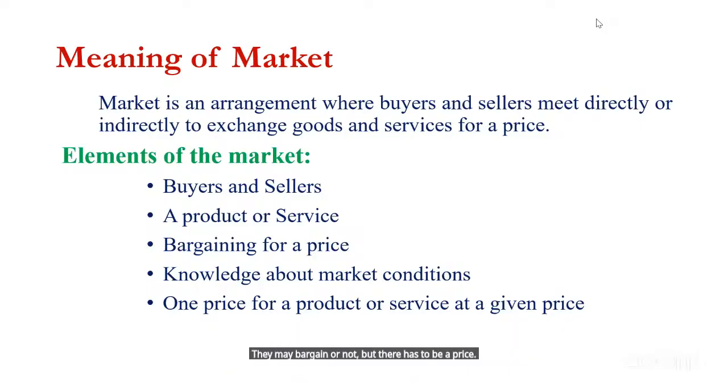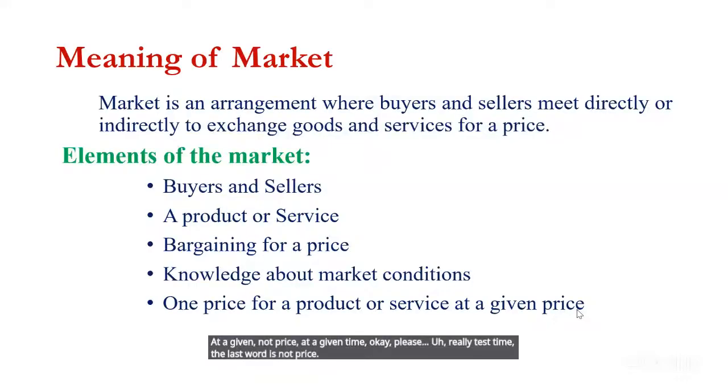Knowledge about the market conditions, and one price for a product or service at a given time. Please read it as time, the last word is not price. At one point of time, a product or service will have one price. So these are the elements of a market.